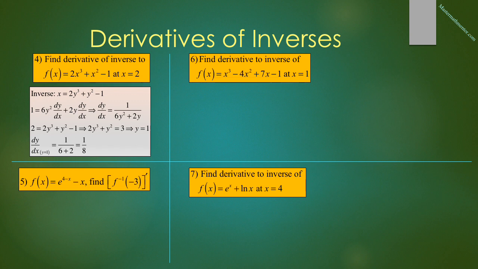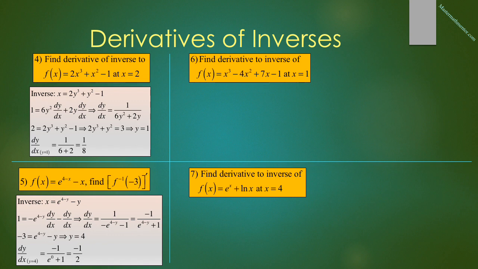We now have to find the value of y, where 2y cubed plus y squared minus 1 is equal to 2. This becomes 2y cubed plus y squared is equal to 3. And again, you can eyeball the solution and realize that y is equal to 1. So dy/dx at y is equal to 1 is equal to 1 over 6 plus 2, or 1/8.